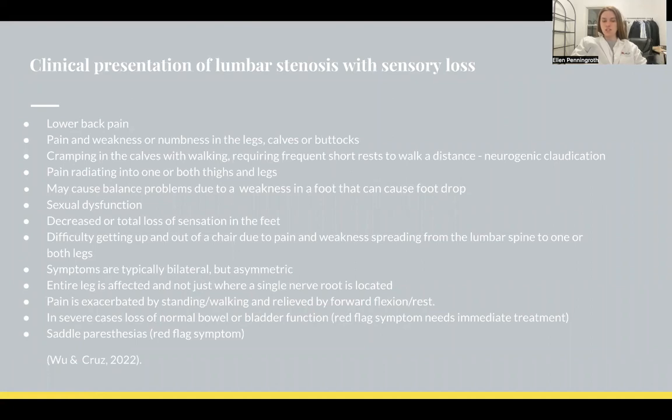In severe cases, they might have issues with bowel or bladder incontinence. This is a red flag symptom that needs immediate treatment. And then they might also have saddle paresthesias, which is another red flag symptom.